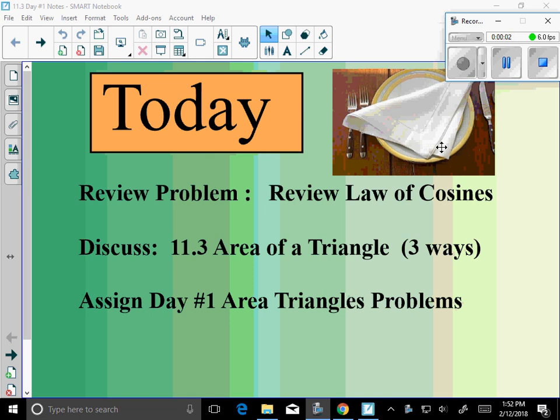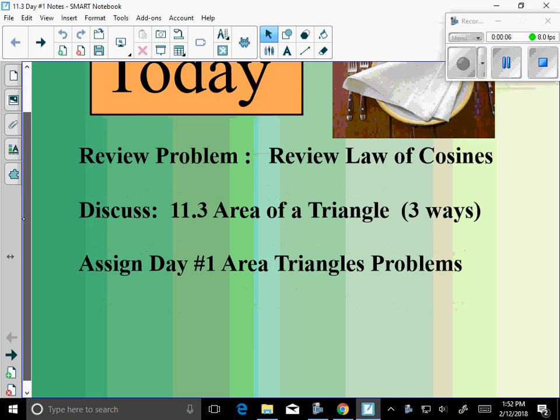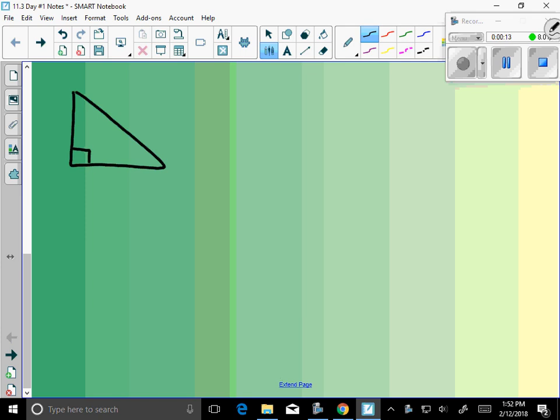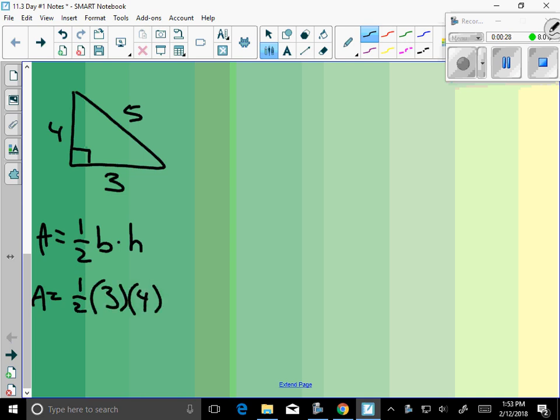Okay, here we are. This is 11.3 day number 1 on area of a triangle, 3 different ways. Let's talk about those. I'm going to give you the first one, which you should probably just totally get. Let's say we have a 3, 4, 5 triangle. Area of that triangle, we'd take 1/2 base times height. So I'd take 1/2 base, which would be 3 or 4, times height, which would be 3 or 4. It looks like the area would be 1/2 of 12, which would be 6. Okay, pretty common, 1/2 base times height.